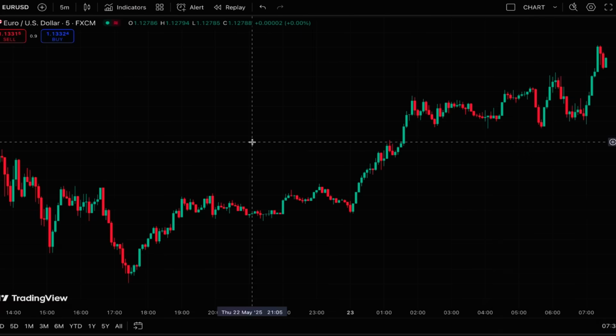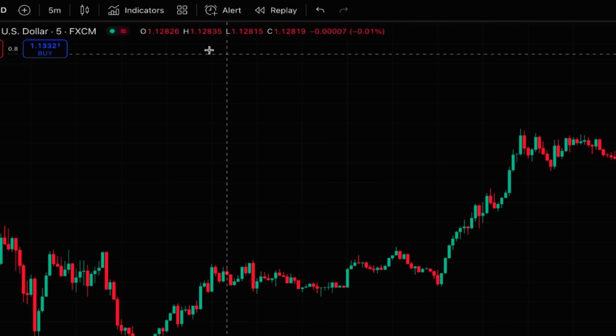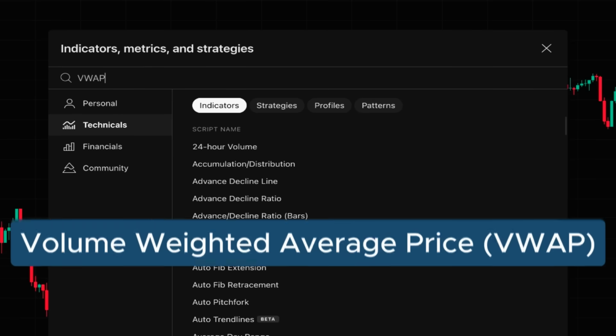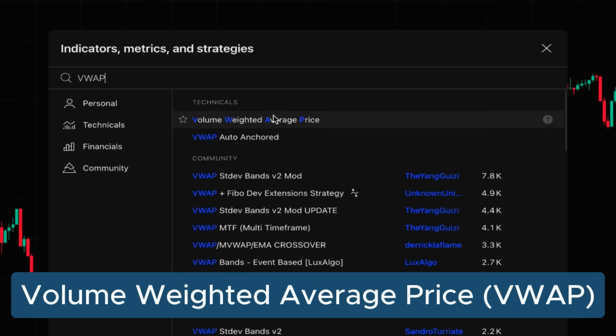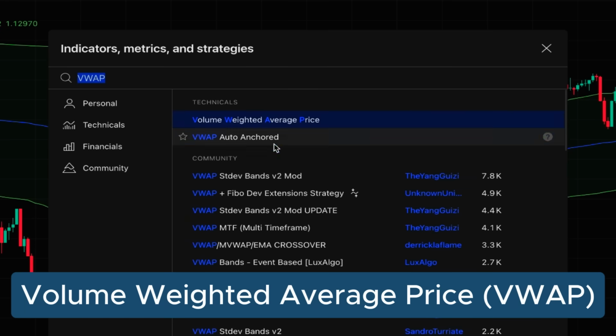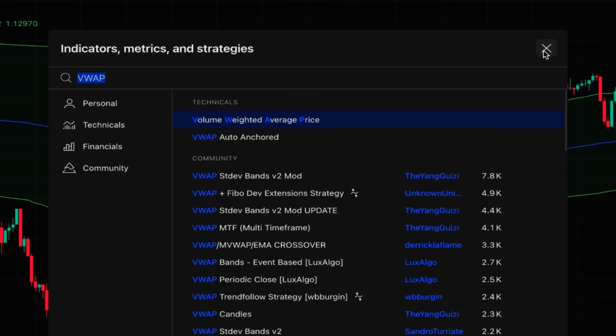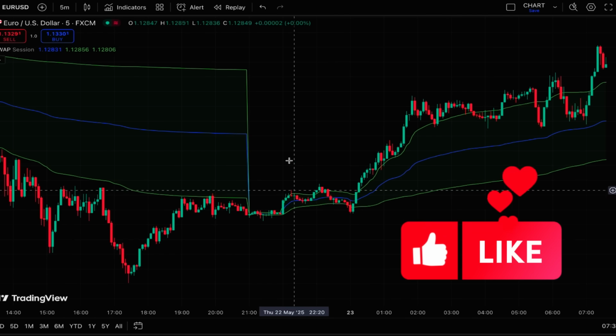Alright, to add the indicator on the TradingView platform, you just need to click on indicators and search VWAP. This one, volume weighted average price, is a built-in indicator on the TradingView platform. Alright, this is the indicator, and as you can see, it is overlaid on the price chart.